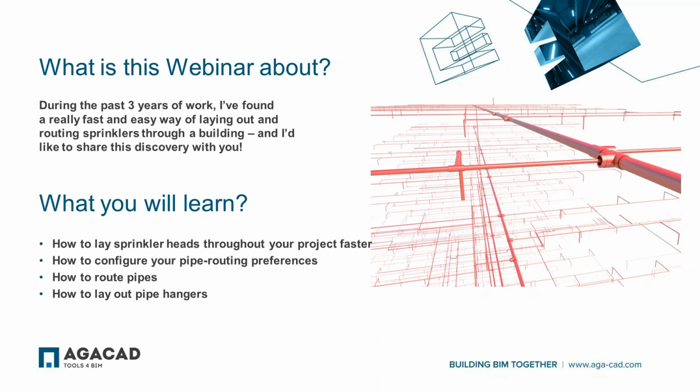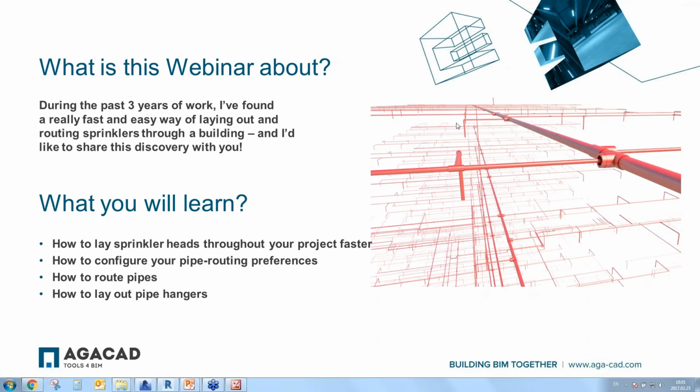And how do we do that? We're trying to create the solutions for Revit. So in this training session, I'll try to show you my own workflows that were developed during the last 3 years while working at AJCAD, and how to be faster, better, and stronger in the Revit environment. Today we will learn how to lay the sprinkler heads faster, how to route the pipes faster, and how to lay out the hangers for those pipes faster.